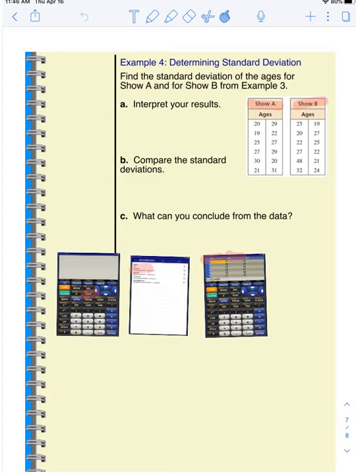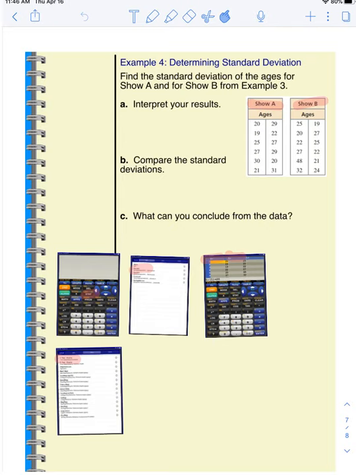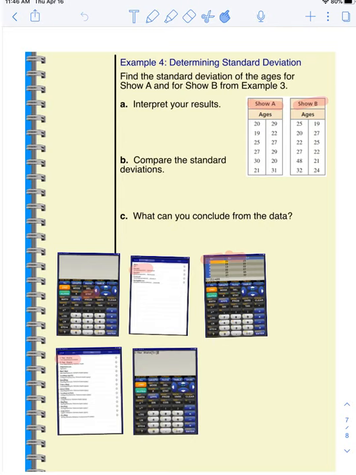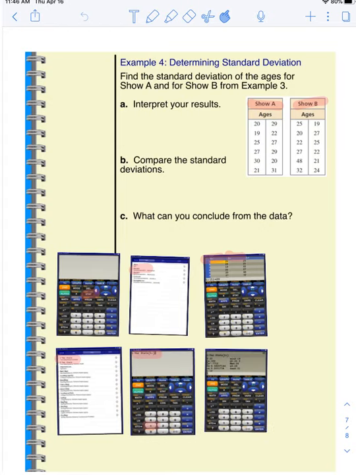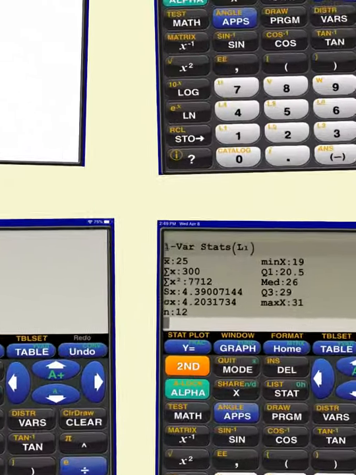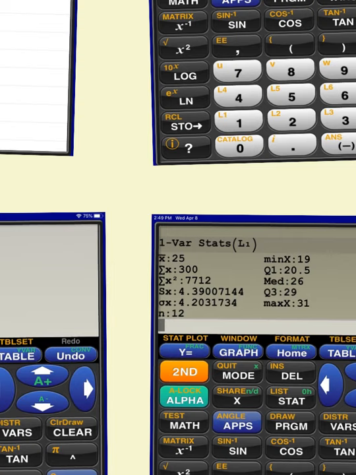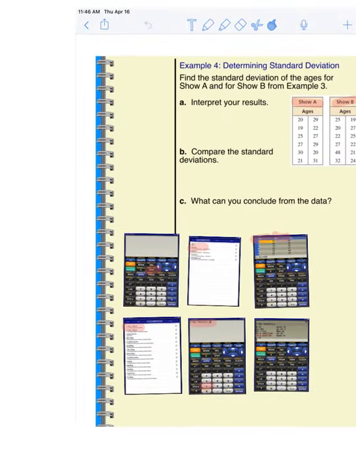Then, to find the standard deviation, you're going to go back to Graph and Calc, hit Stat, and this time hit Calc, which will bring you to this list again where you're going to click 1-Var Stats, which will bring you back to the graphing calculator where you're going to click second and then enter L1, which will bring you back to this screen, and then you can tell which one standard deviation is by looking for the sigma x. So our standard deviation is about 4.2, but we're just going to say 4.2. So for show A, our standard deviation is 4.2.